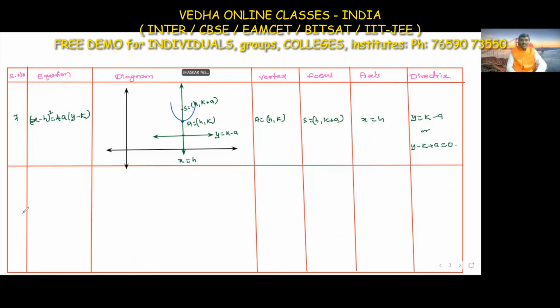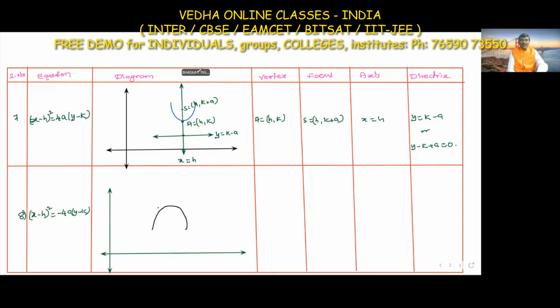And the next, eighth case. Here it is the same as the previous one: x minus h whole square equals minus 4a into y minus k. So how do we get the equations here? I am drawing the x-axis and y-axis here. How do we draw the parabola? The parabola opens downside like this.